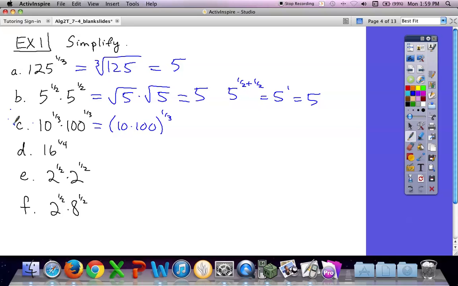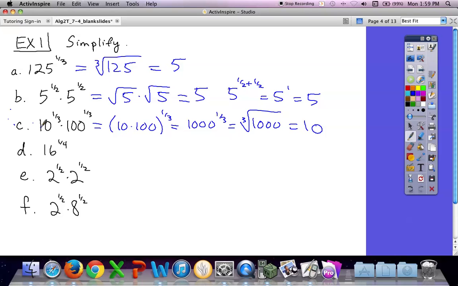Now, 10 times 100 is 1,000. So this is 1,000 to the 1/3, also known as the third root of 1,000, which is 10. Right? I mean, you could have turned these into radicals right away if you wanted to. Then it would have been a proper product property to put the radicals together.